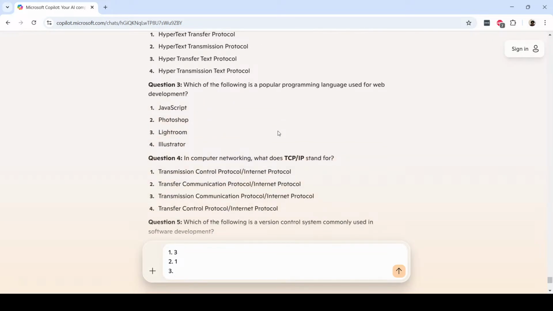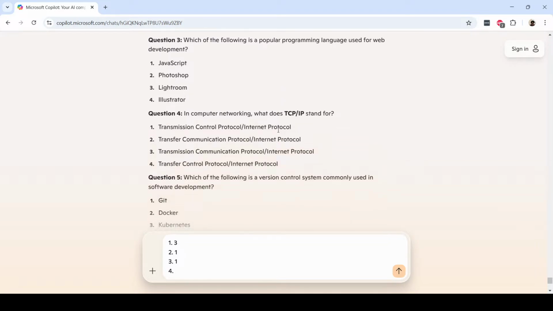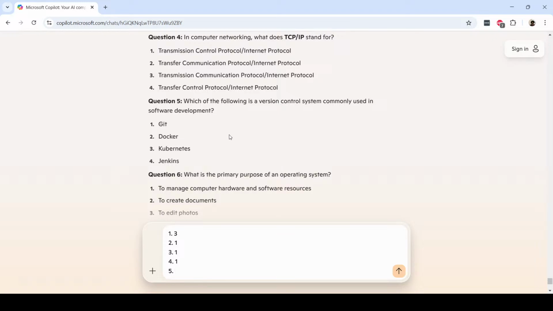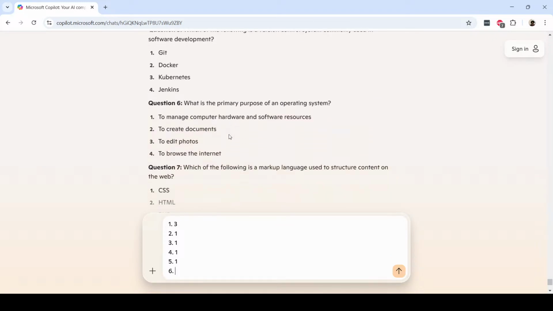Which of the following is a popular programming language used for web development? JavaScript. In computer networking, what does TCP/IP stand for? Transmission Control Protocol, Internet Protocol. Which of the following is a version control system? Git. What is the primary purpose of an operating system? To manage computer hardware and software resources, yeah, first one.